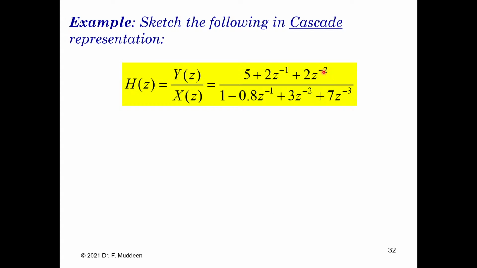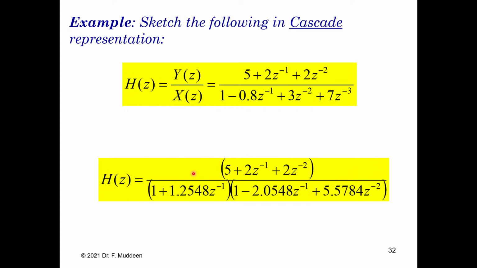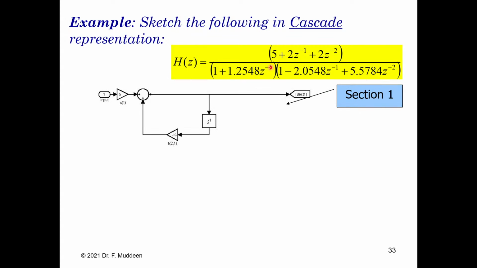If we need to sketch this H of z equation in cascade representation, we need to make sure that we factor the denominator into multiplication factors. Then we can break this into a series of subsystems representing each multiplication factor.